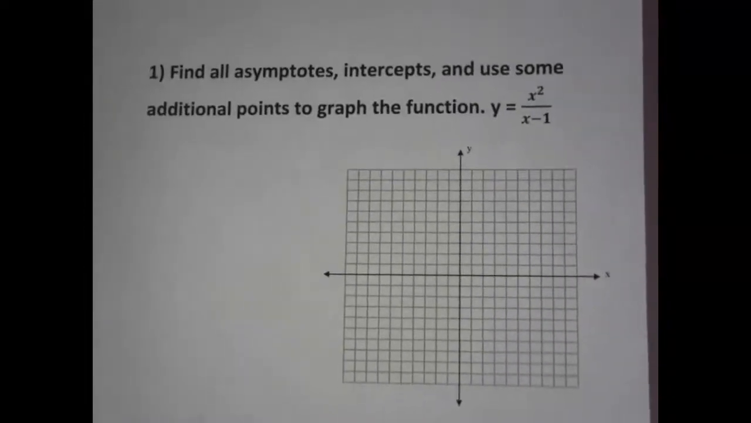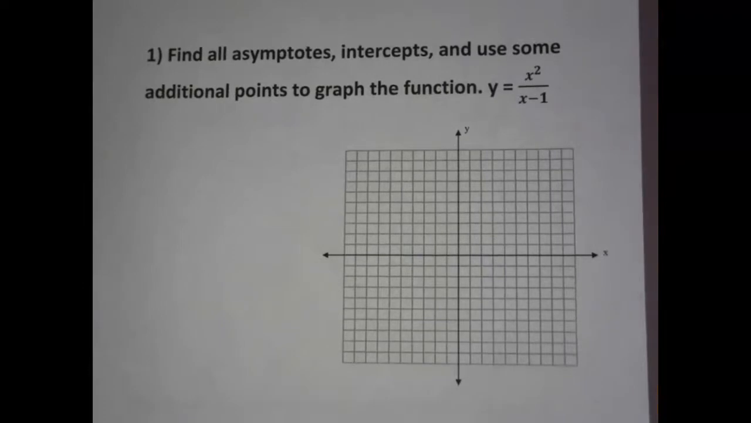So here is our first example. x squared over x minus 1. We're going to go through all of those steps. I would encourage you to hit pause and try to go through vertical, horizontal, x and y intercepts. Do all that stuff that you already know how to do, and then come back and join us for the slant asymptote part.